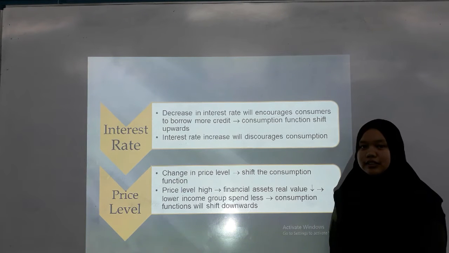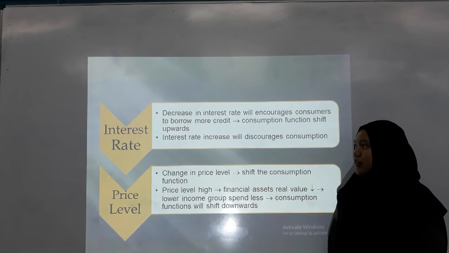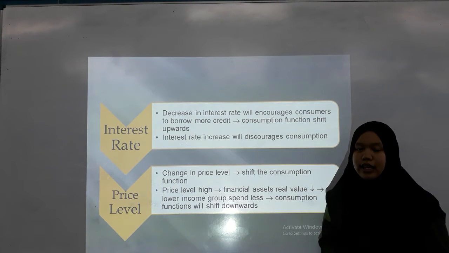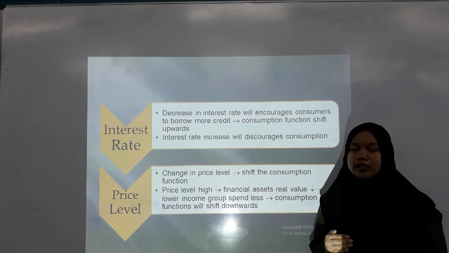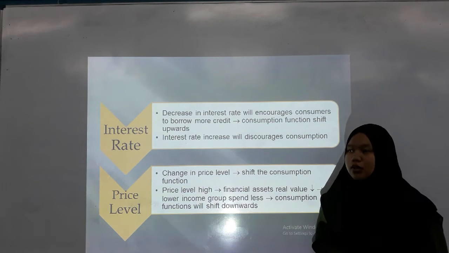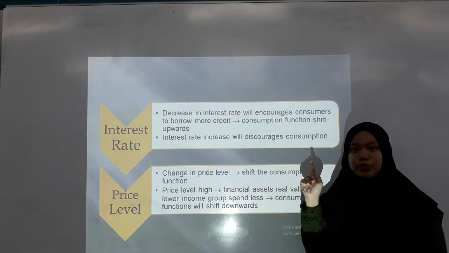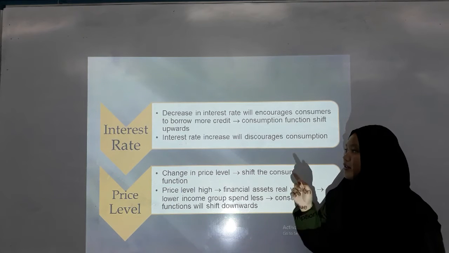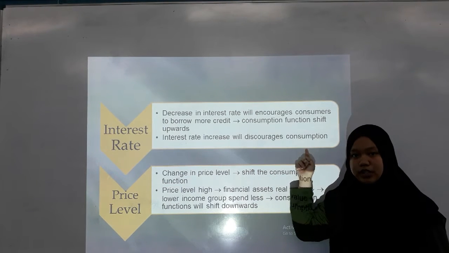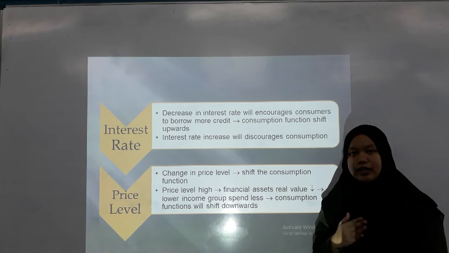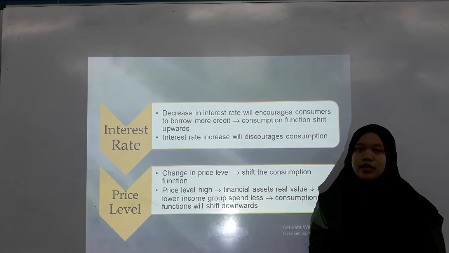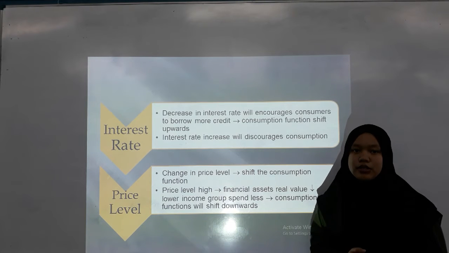The third determinant is interest rate, where a decrease in interest rate will encourage consumers to borrow more credit. The more they borrow, the more cash they have to spend. So the consumption function will shift upwards, whereby their consumption will increase. An interest rate increase will discourage consumption, which means when the interest rate increases, the consumer has less cash in hand to spend, so they have to decrease their consumption.